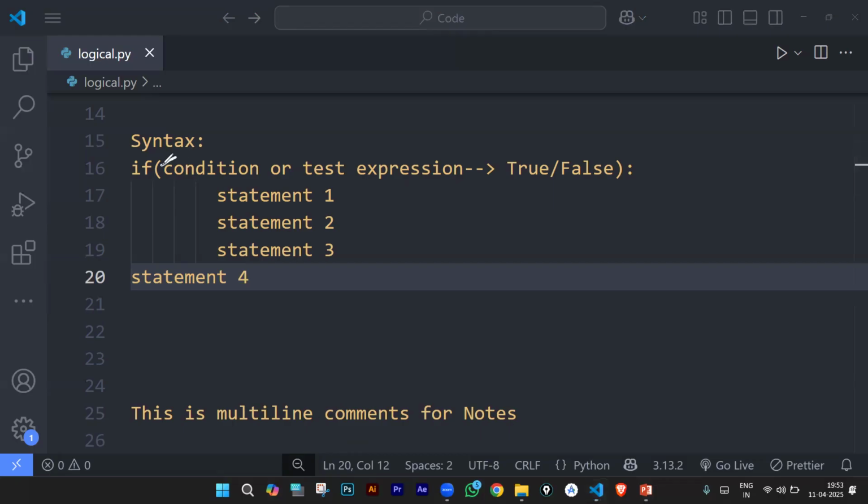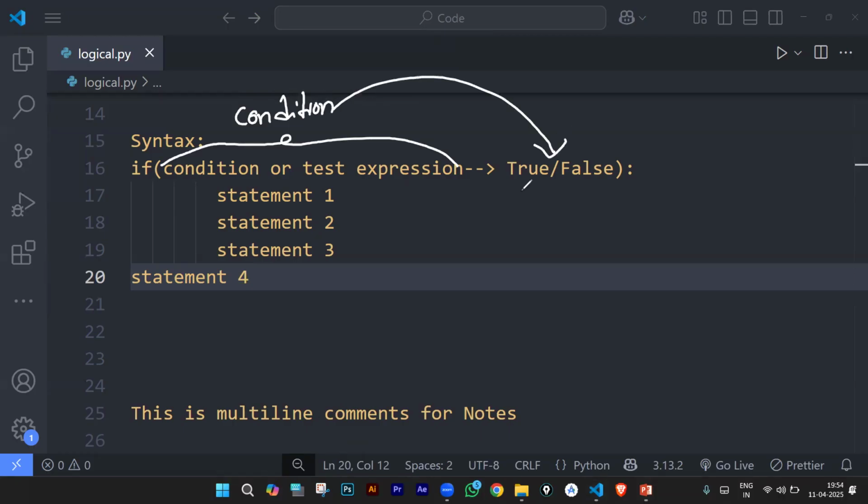Inside this parenthesis, you will be placing your condition or expression. That expression has to ultimately be evaluated as true or false. If the expression is true, the statements inside the if are executed. What are the statements inside the if? I have given some indentation here. These are the three statements inside the if. This is the code block. This block will be executed if the condition is true.